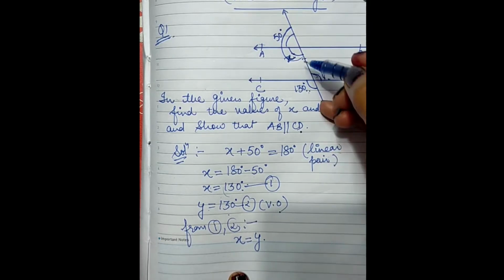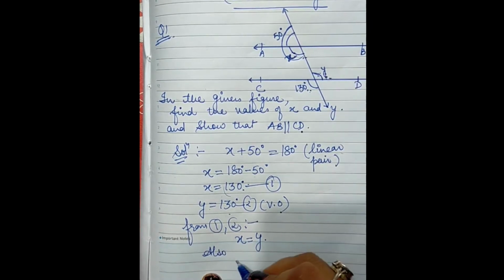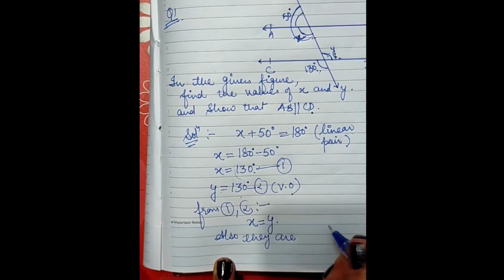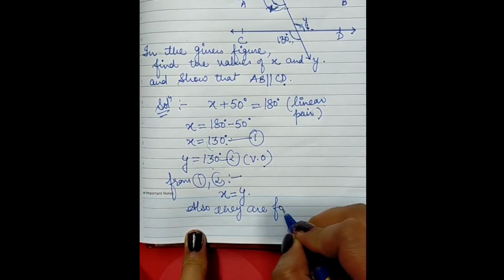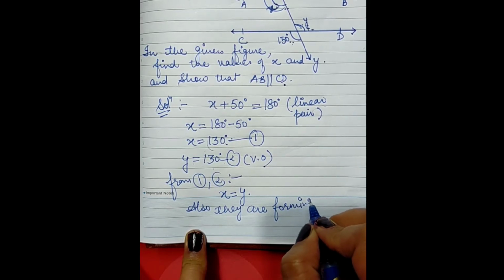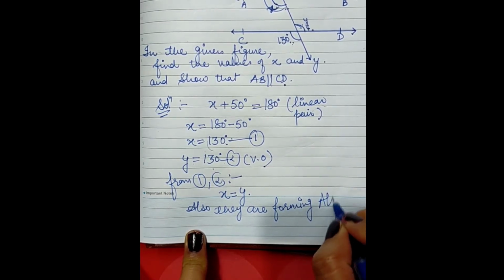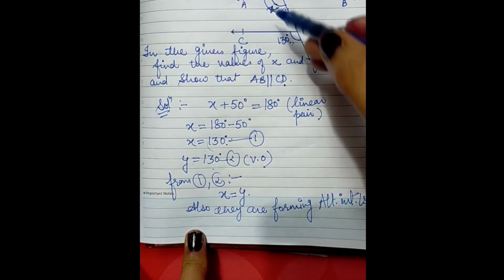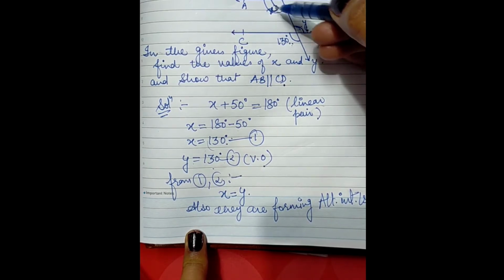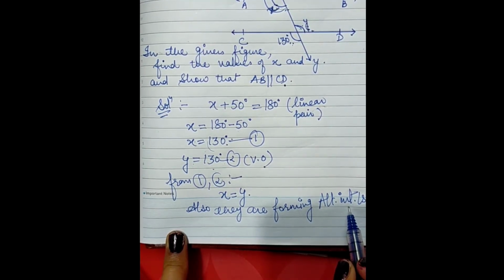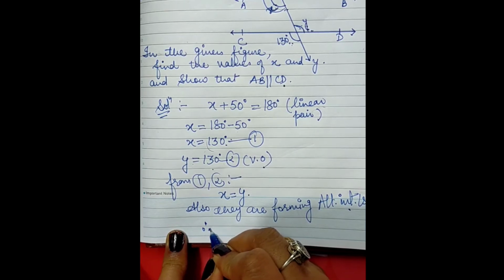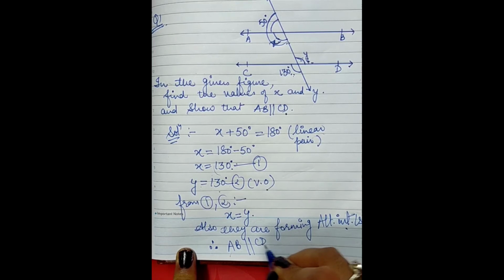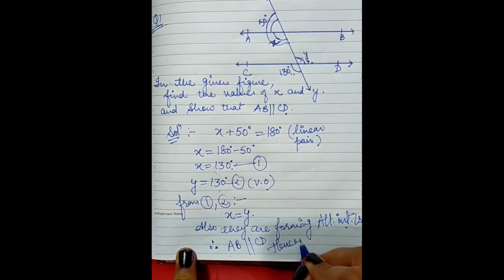Now we can say x is equal to y, also they are forming alternate interior angles. Initially they were not, but we have proved them to be equal. Also they are forming alternate interior angles, which actually lie between parallel lines only. Therefore line AB is parallel to CD. Hence proved.